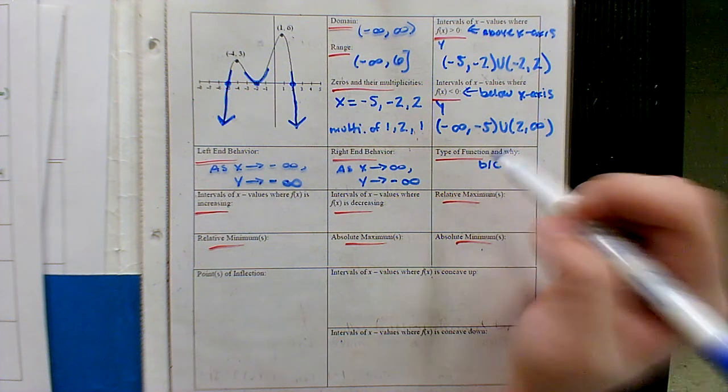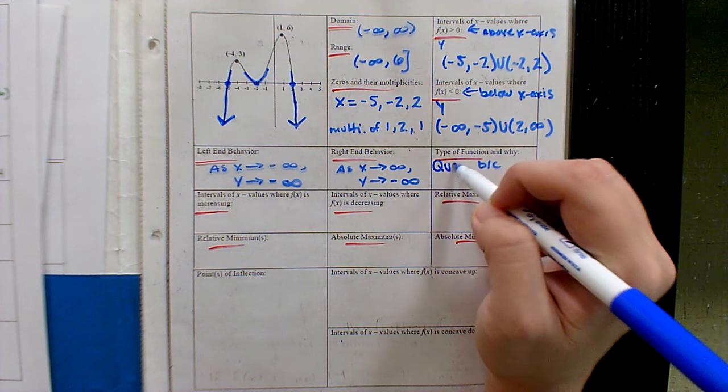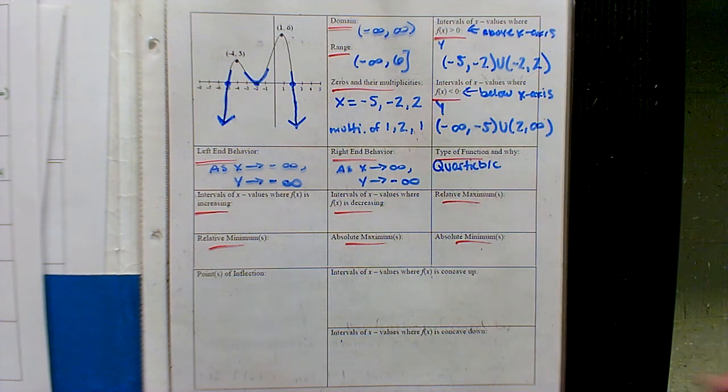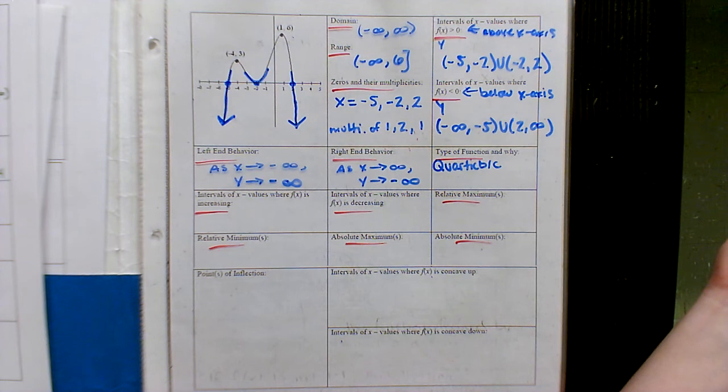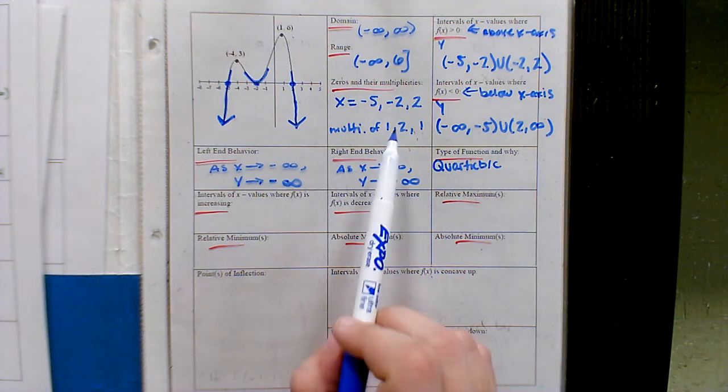Let's see, the type of function, we can say quartic, but I'm curious as to what you guys said as your reasoning. Anything for because? Did we label it as quartic? All right, why did you do that? How did you know? Yeah. The multiplicities add up to 4, and the graph is recurrent.